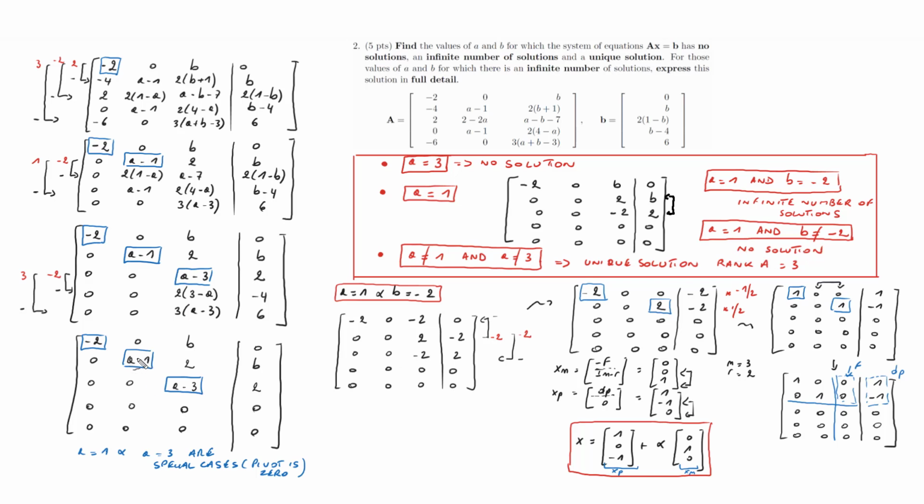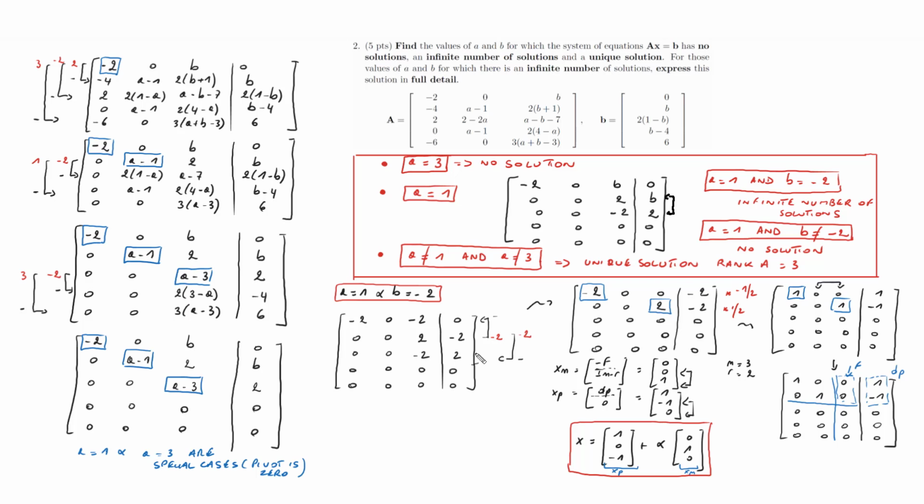And if A is different from 1, different from 3, right? Well, the matrix has rank 3. There are 3 variables, so there is a unique solution, right? So this is the discussion, right? And what we have to do, don't forget to do this at the time of the exam, is have a look at this solution in detail when A is equal to 1 and B is equal to -2, right? So if A is equal to 1 and B is equal to -2, I have rewritten things over here.